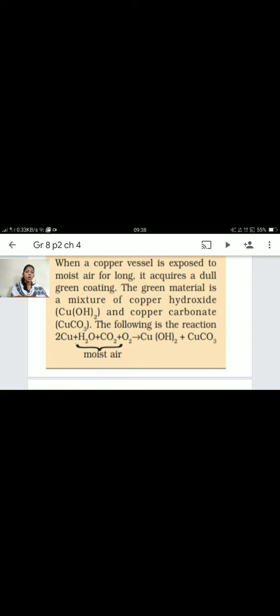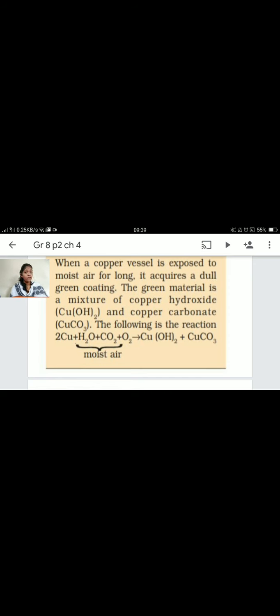Then what about the copper metal? When copper metal comes in contact with moist air for a long time, it acquires a green coating. Likewise, iron acquires a brownish layer deposition, and in the case of copper we have a green coating. That green material is due to the presence of copper hydroxide, Cu(OH)2, and copper carbonate, CuCO3.